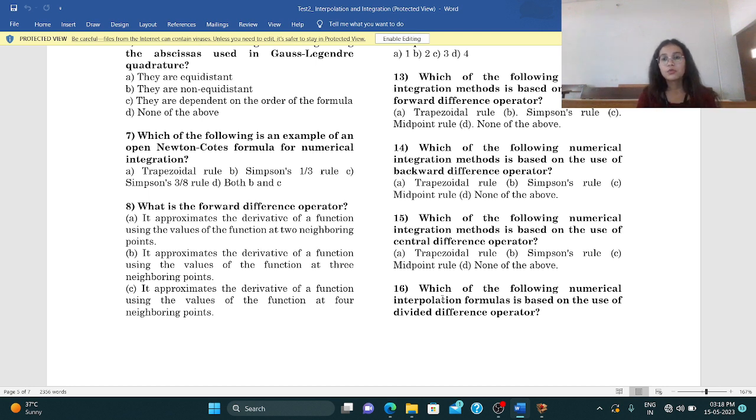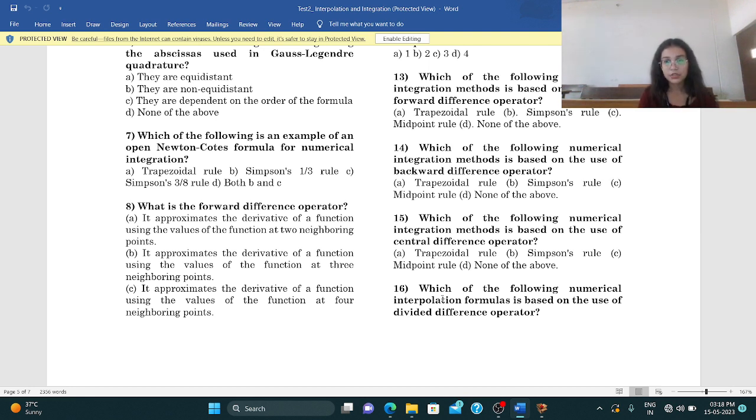Question 14. Which of the following numerical integration methods is based on the use of the backward difference operator? Option A, trapezoidal rule. Option B, Simpson's rule. Option C, midpoint rule. And option D, none of them. And the correct option is D, none of them.